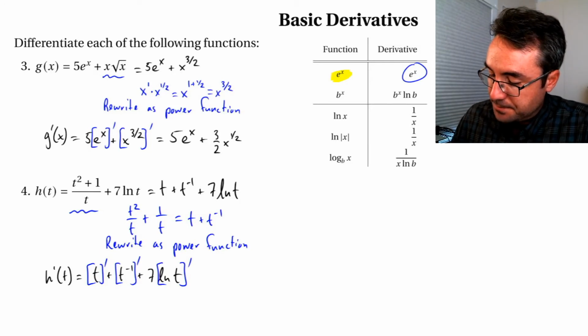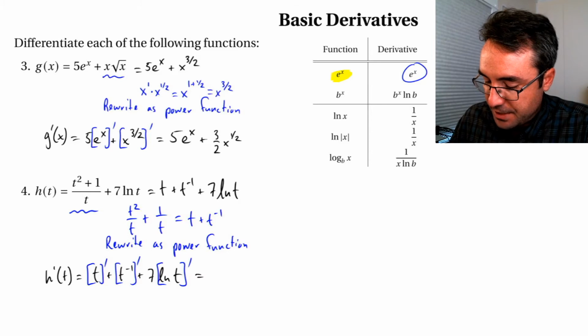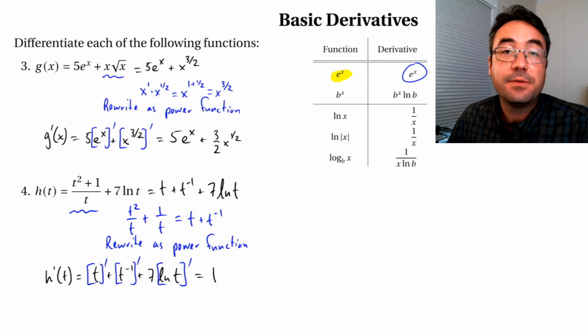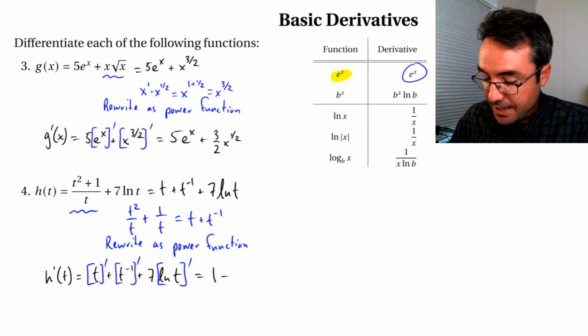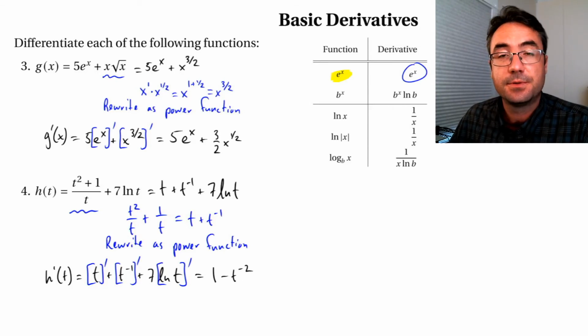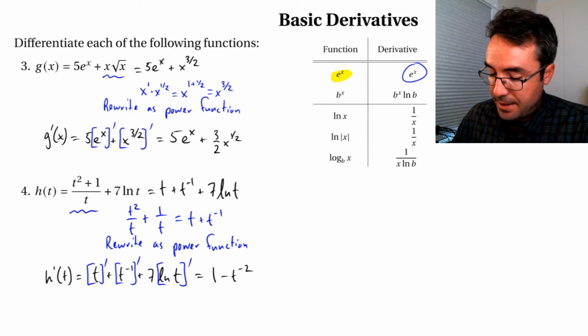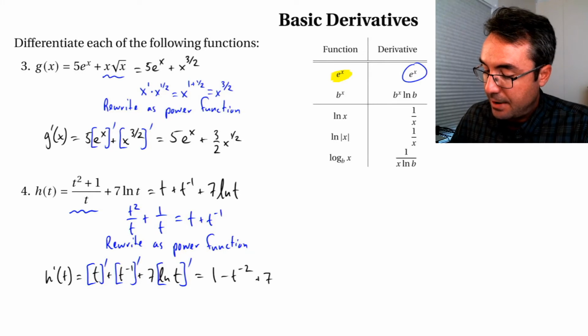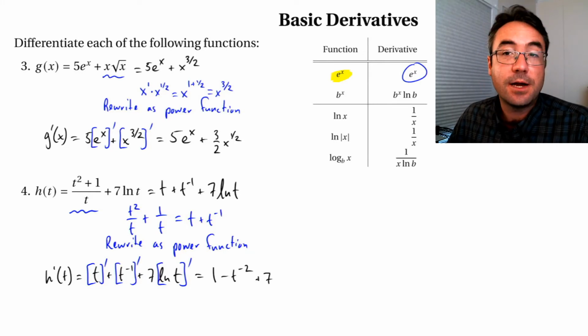And then we differentiate. So derivative of t is just 1. Derivative of t to the minus 1 is negative t to the minus 2. So we're using power rule there. And then we have plus 7. And we want to differentiate the natural log of t.